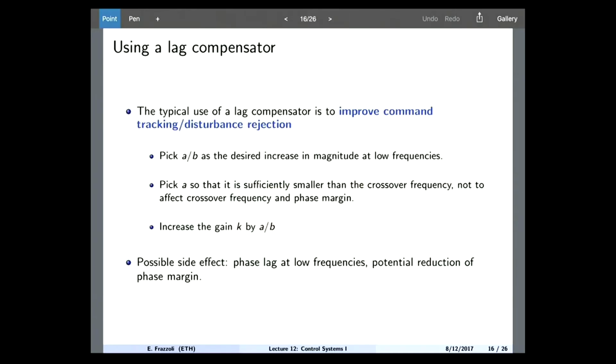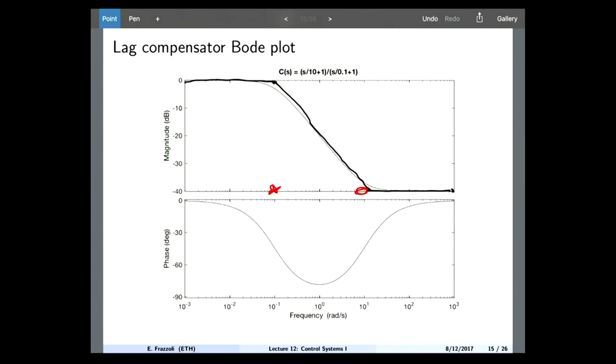How do you use it? Essentially, the point of using a lag compensator is to improve command tracking or disturbance rejection, right? Because essentially what you do is you're increasing the magnitude at low frequencies. Okay, so how do you use it? Well, by what ratio are you actually increasing the low frequency gain? Is it again the ratio of A over B, or B over A?